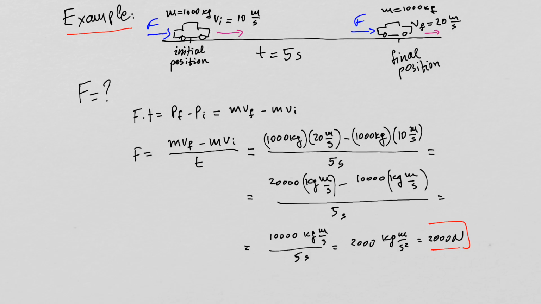So then I can start doing my calculation. From the first term I have 20,000 kilograms meters per second. From the second term I have 10,000 kilograms meters per second. So the difference is 10,000 kilograms meters per second divided by 5 seconds. That is 2,000 kilograms meters per second squared, which is what we call newtons. And so the force is, by magnitude, 2,000 newtons.